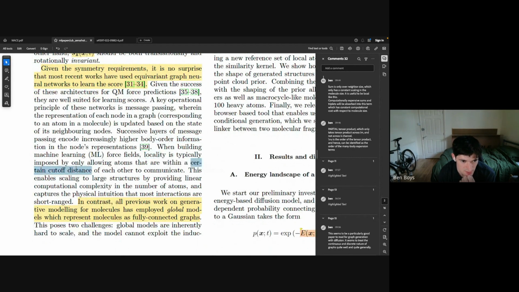When building force fields, locality is typically imposed by only allowing atoms that are within a certain cutoff distance, a neighborhood of each other, to communicate. And this allows constant scaling in the molecule size, because the neighborhood remains fixed independent of the molecule size. And it also reflects a physical intuition that most interactions are short range. You don't have action at a distance.